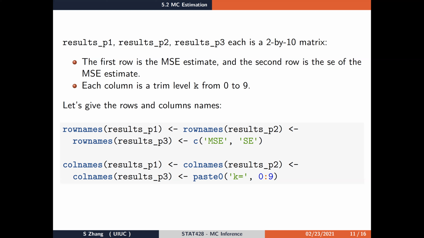Let's give the rows and columns names so we can display it, and the display version will be prettier and we'll be able to look at it and understand the results. So we're going to use something called row names here applied to each of the matrices. So the row names of the 3 results matrices will be MSE and SE respectively. The column names will be k equals 0, k equals 1 all the way up to k equals 9. And now we can look at the results.